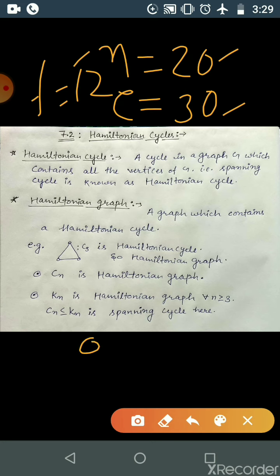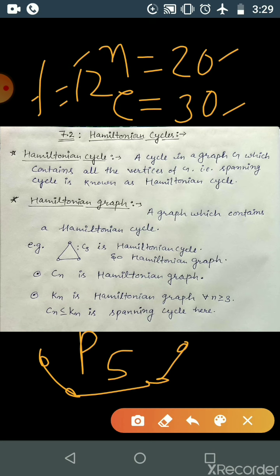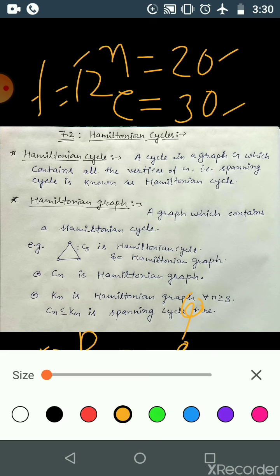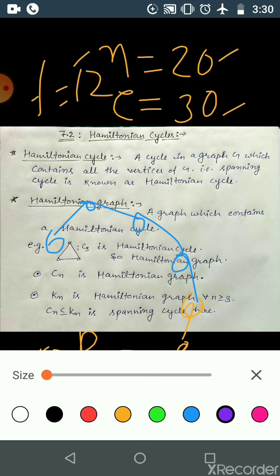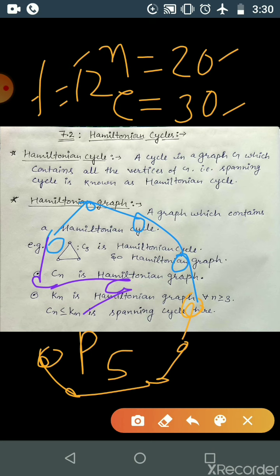specifying a 5 vertex path, or P5, and the other player must extend it. Suppose the path ends here, and another player should extend it to some spanning cycle, which will contain all the 20 vertices. Then some other player extends it like this and like this. That's why this is called Hamiltonian.